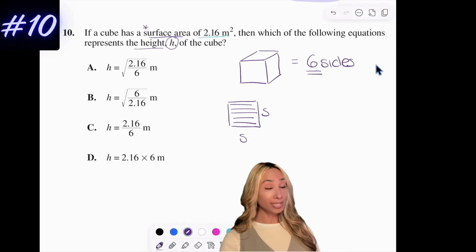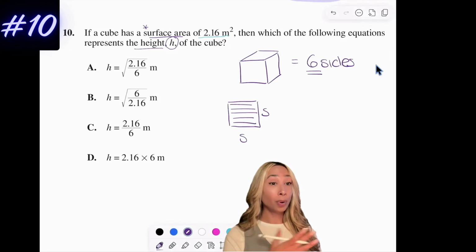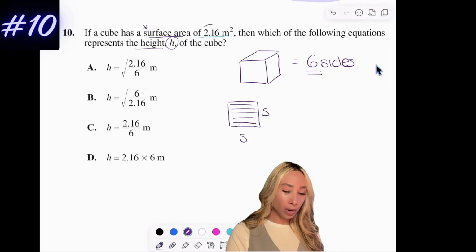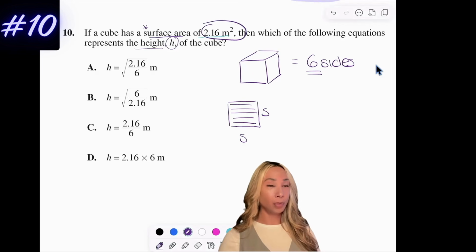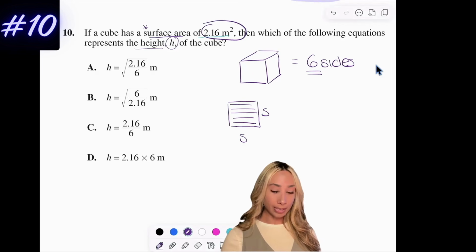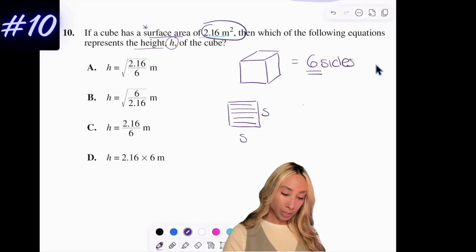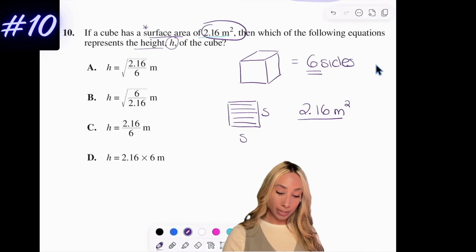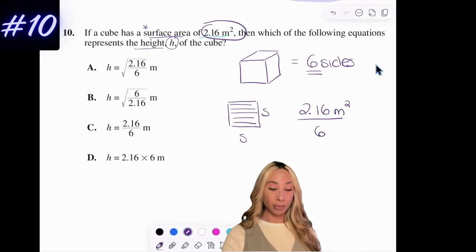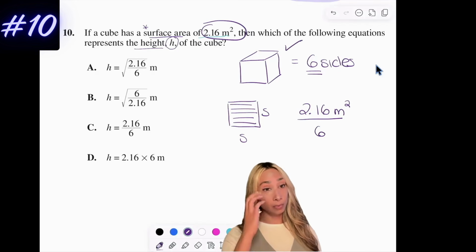So what this question is asking us is, can we get the reverse when we are given the entire surface area? Okay, so the first thing I'm going to say is let's do this in reverse. Well, I'll have my 2.16 meters squared. I'm going to want to divide that by 6. That would be the first step I would take if I was doing this question in reverse.